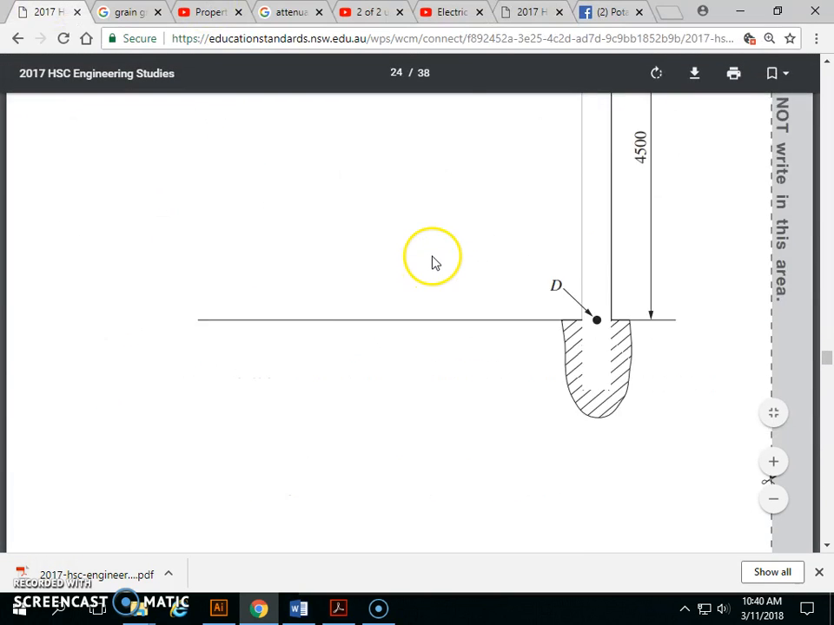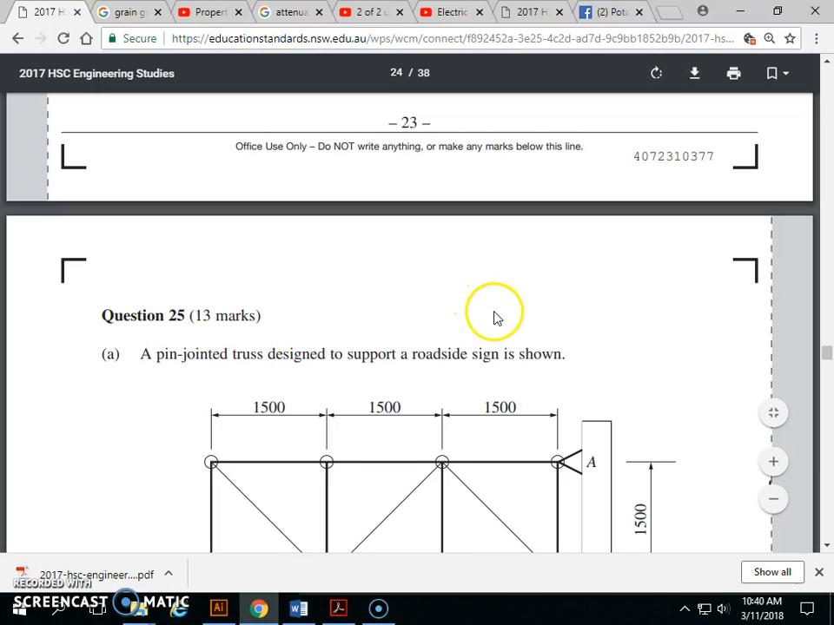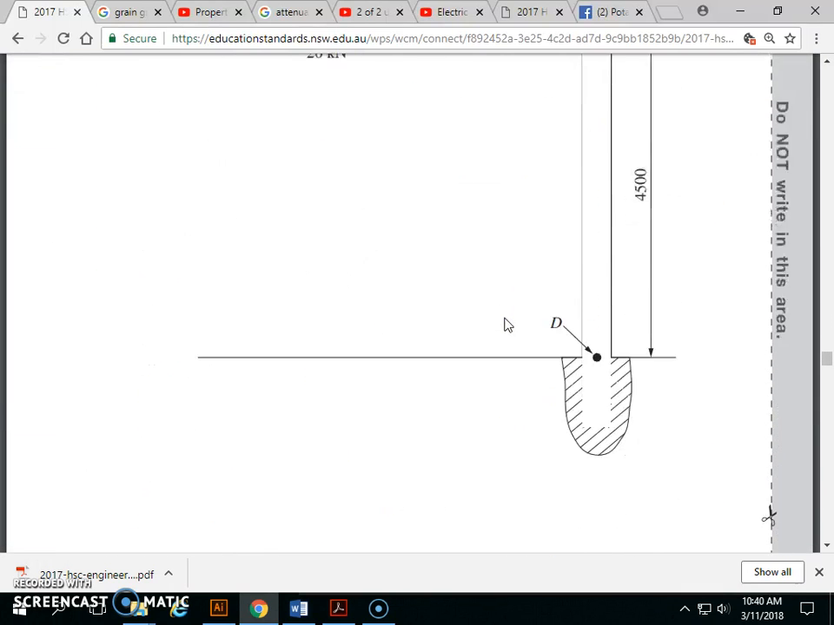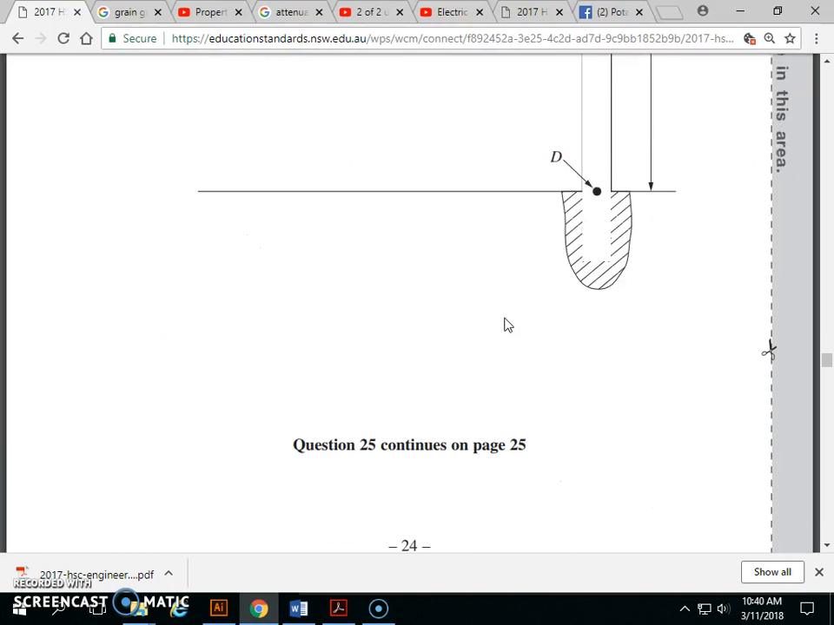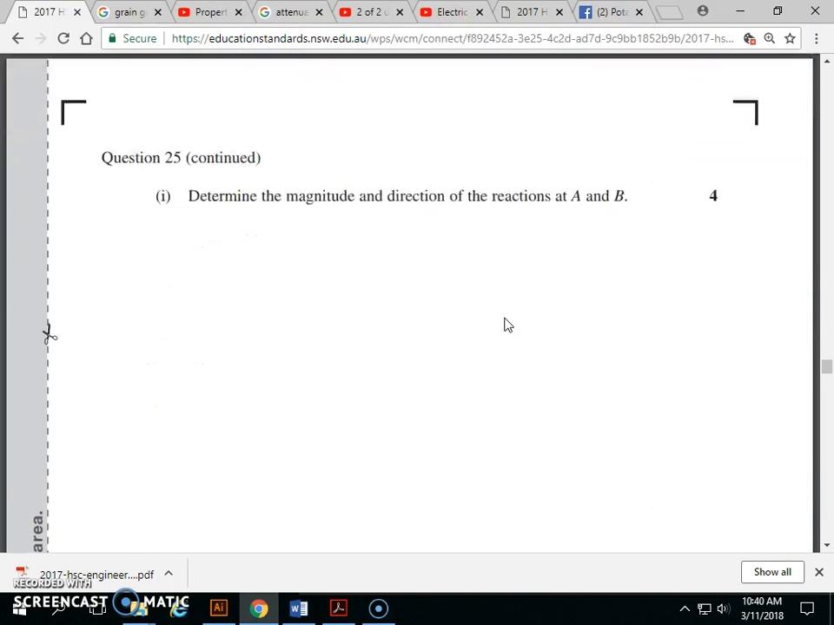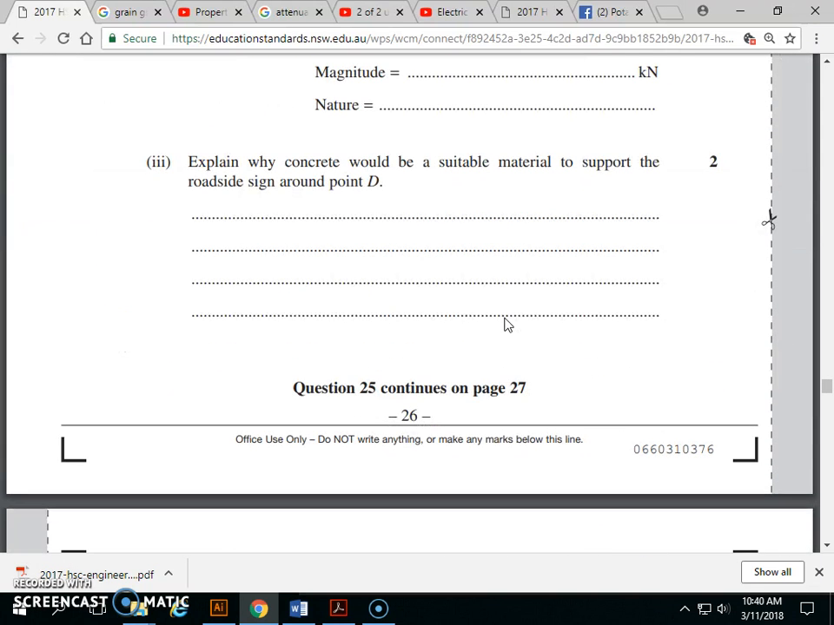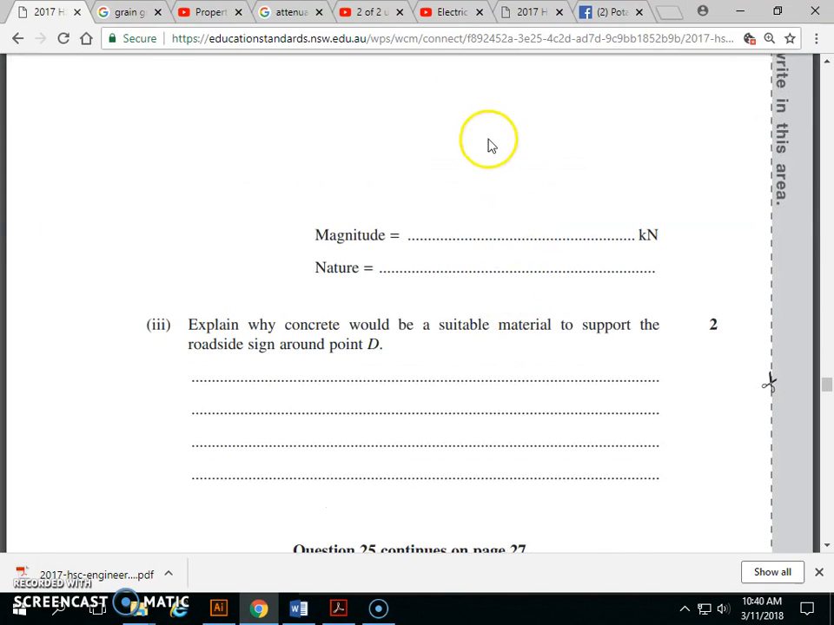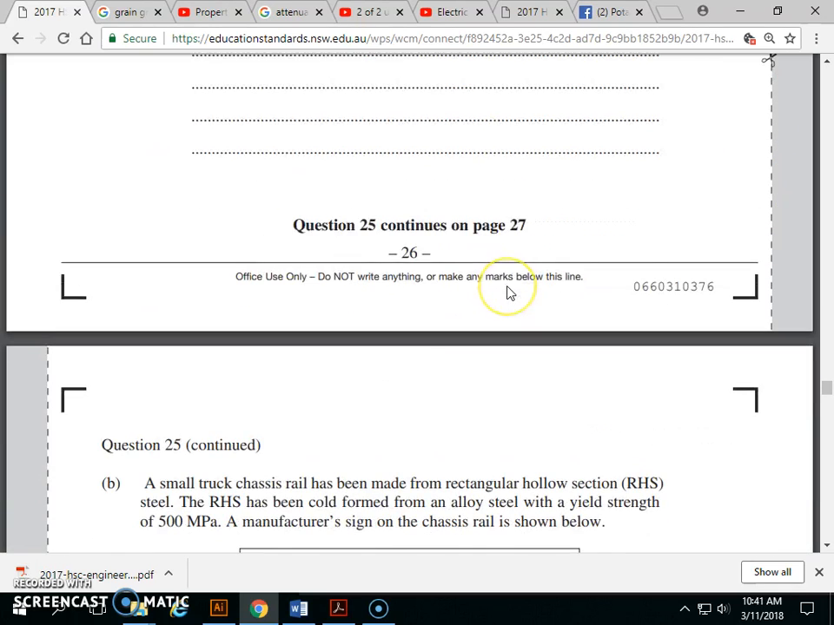Moving on. Now, I think that's a pretty easy question, right? How many marks was it worth? Oh, 4 and 2? Yeah, that's fair. Okay, I would think that should be 3, to be honest. So you can get 1 mark for the working, 1 mark for the magnitude, 1 mark for the nature.